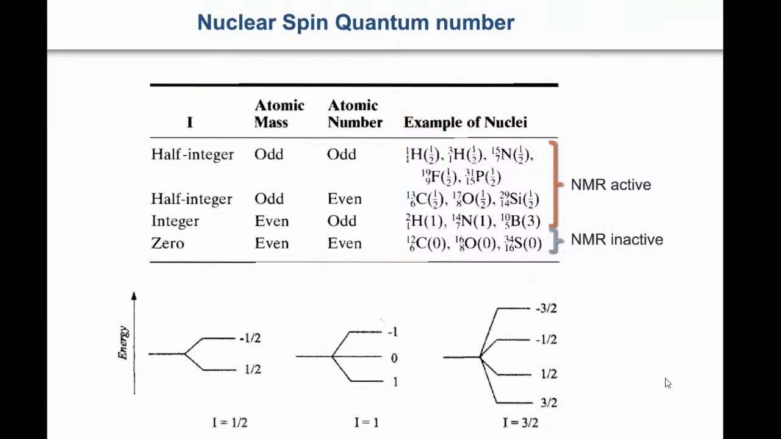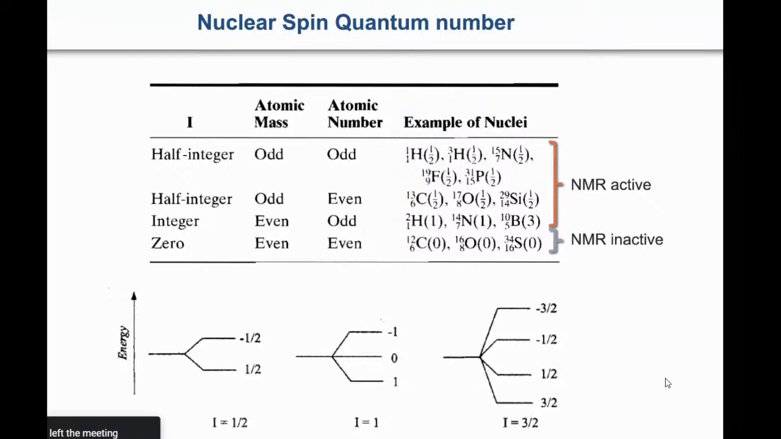What is interesting is that if the spin is an integer, then the atomic mass has to be even and the atomic number has to be odd. So nitrogen 14 should be integer, because the atomic mass is even, 14, and the atomic number is 7, which is an odd number. So you have spin 1. We don't know exactly whether it is 1, 3 or 5, but still we can say whether it is half integer or integer.